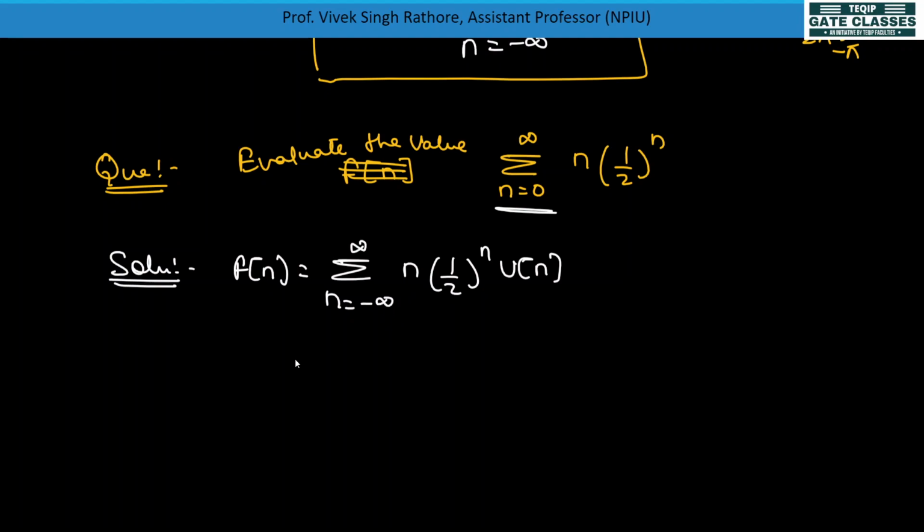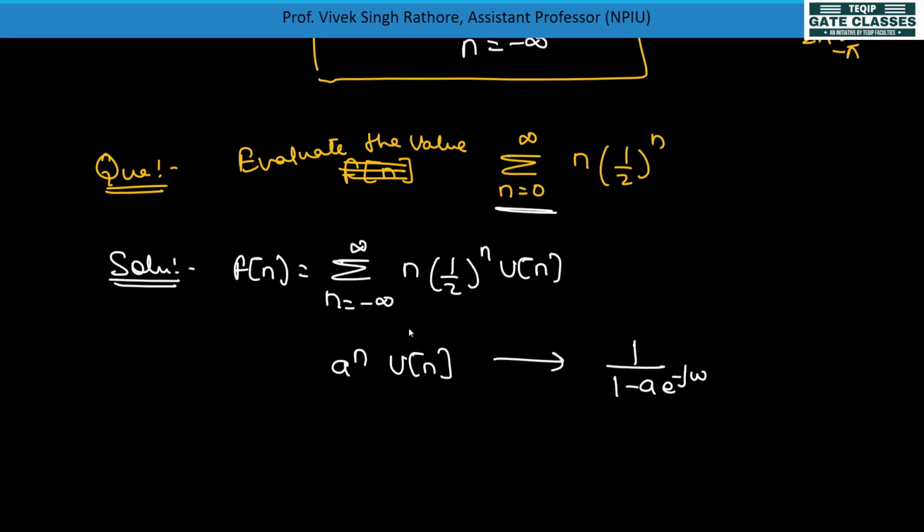Okay. So see, DTFT value. So what we will do, as you know, that a to the power n u of n. What is the DTFT for this? So DTFT for this is 1 by 1 minus a e to the power minus j omega.